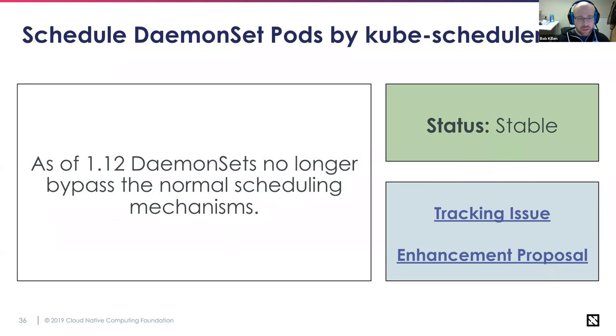Next one, schedule daemon set pods by kube-scheduler. This one isn't a huge change for a lot of users. It's already in effect, but the history behind it is that before this was graduated to beta in 1.12, daemon sets were not scheduled by the Kubernetes scheduler. The daemon set controller actually handled that itself.